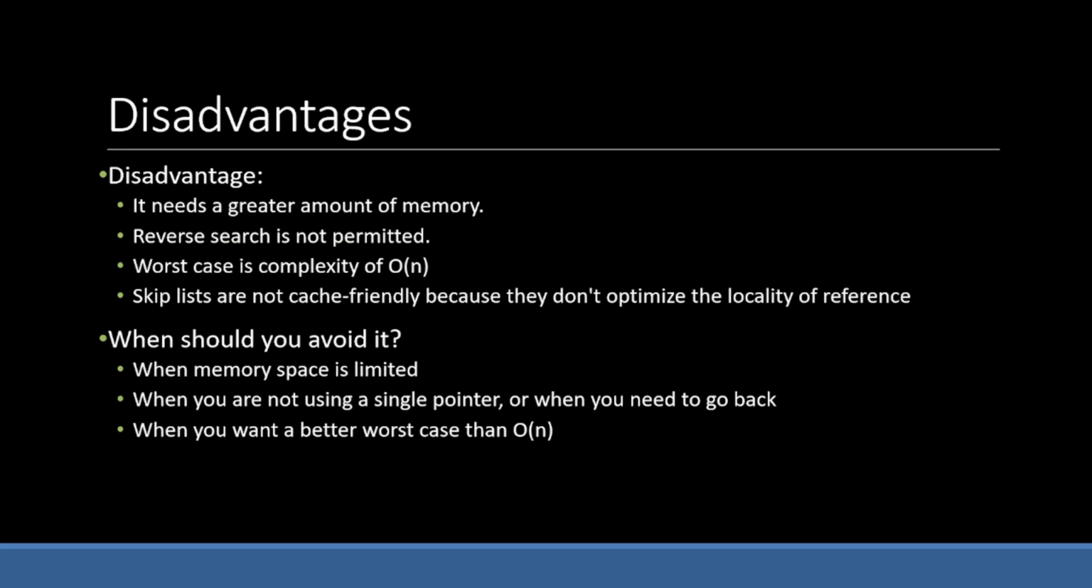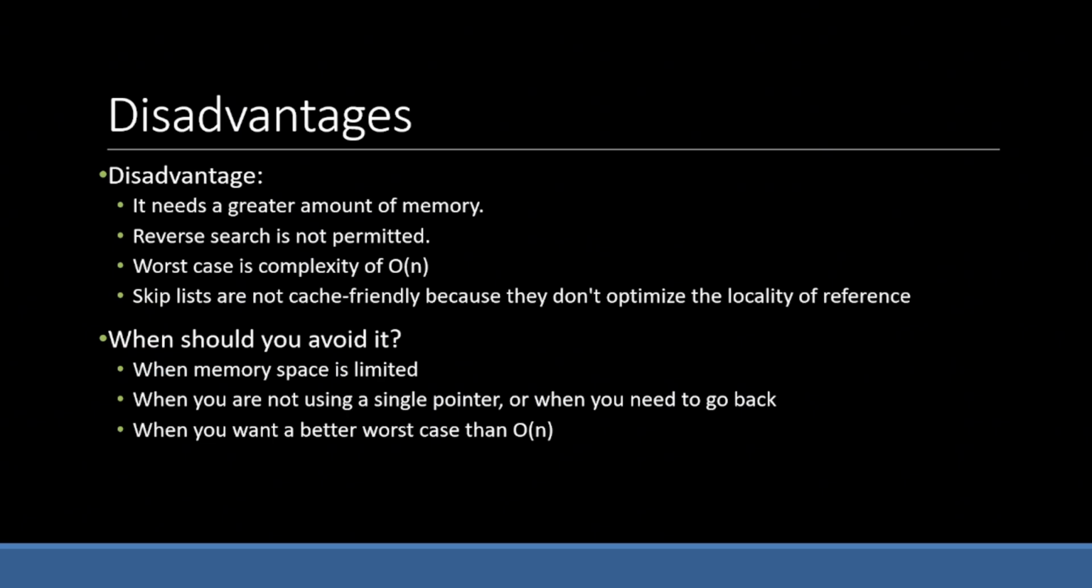Next, we're going to talk about the disadvantages of skip list. Since skip list has multiple layers, it does need a great amount of memory. In a skip list, it's a single pointer where each node is pointing only to the next node. It doesn't allow reverse search. And the worst case complexity of operations like search, insert, and deletion is O(n), and then skip lists are not cache friendly because they don't optimize locality of reference.